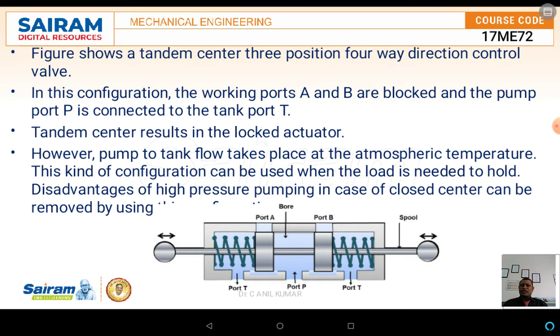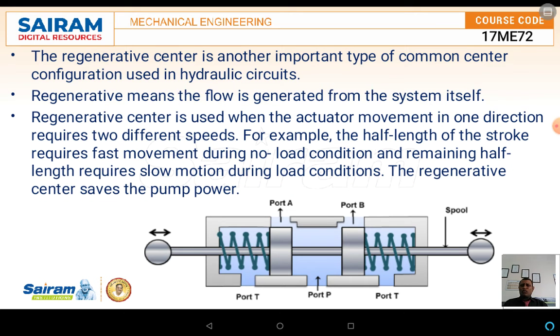The tandem center results in a locked actuator. However, the pump and the tank flow takes place at atmospheric pressure. This kind of configuration can be used when the load needs to be held, and the disadvantage of the high pressure pumping in the case of the closed center can be removed by using this configuration. The next type is the regenerative center, another important and common center configuration used in hydraulic circuits, but not in pneumatic circuits.